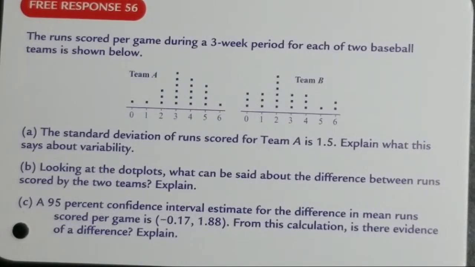From this calculation, is there evidence of a difference? Unfortunately, no. There's not enough evidence. Explain. 0 is in the interval. Because 0 is in that interval, there is a possibility. You can't say 95% chance, by the way. You can just say that since 0 is in the interval, there is a possibility that 0 is the true difference in means. It's possible. And because of that, unfortunately, there's not enough evidence to show a difference.